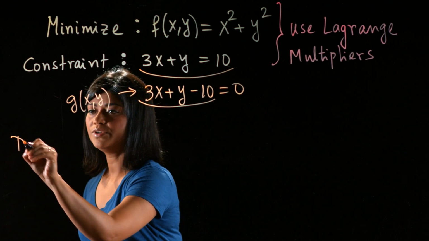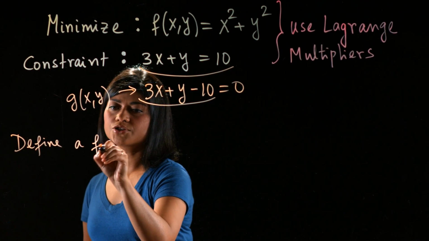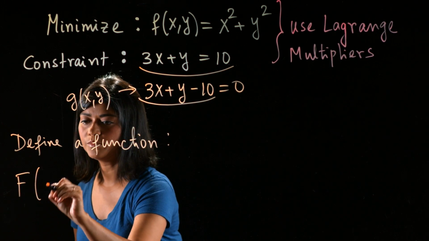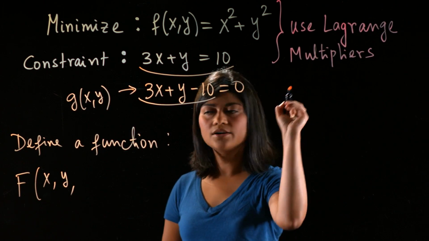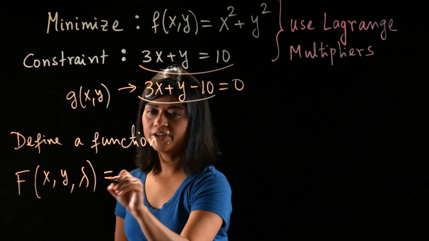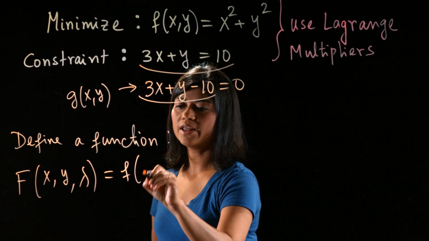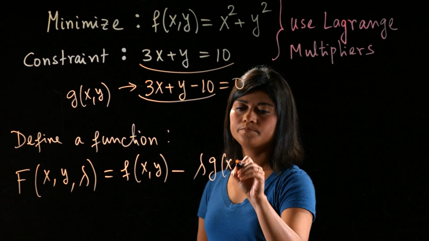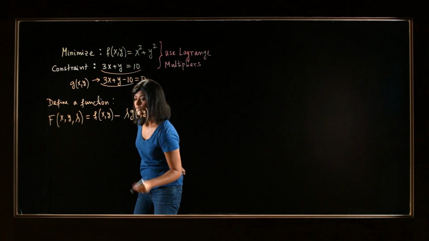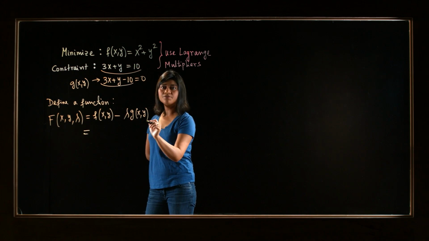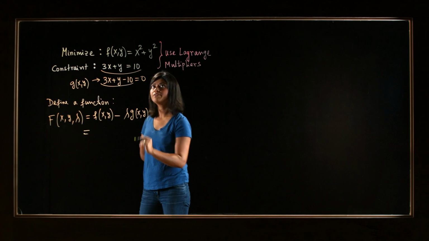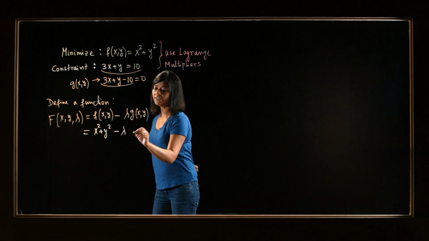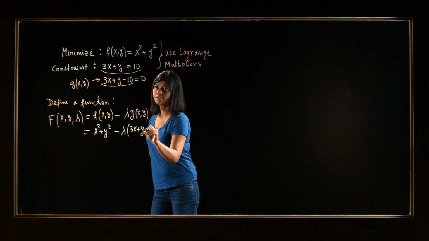All right, now we define a new function. Let's call it big F, and this function will be on x, y, and the Lagrange multiplier lambda. The definition is that this is equal to the function small f minus lambda times the function g. Now let's write down the expression for f and for g, and we will have our new function, the big F. So f is x squared plus y squared minus lambda times g, which is 3x plus y minus 10.